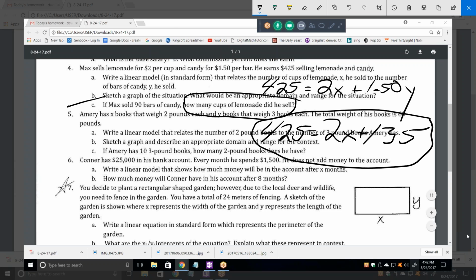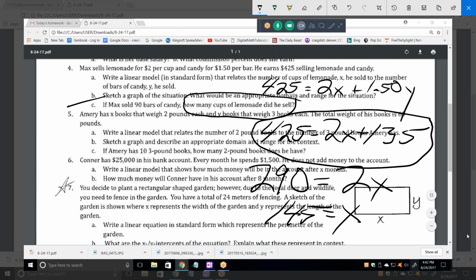So you subtract 135 from 425. That gives you 290. That equals 2X. Now what? And then divide by 2. So she must have sold exactly 145 cups of lemonade and 90 bars of candy.